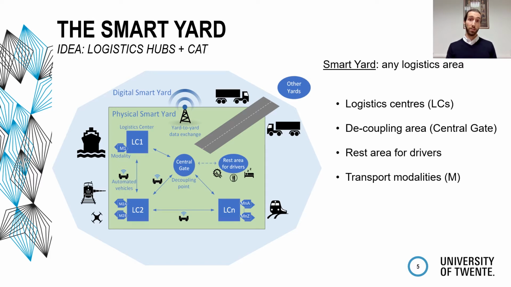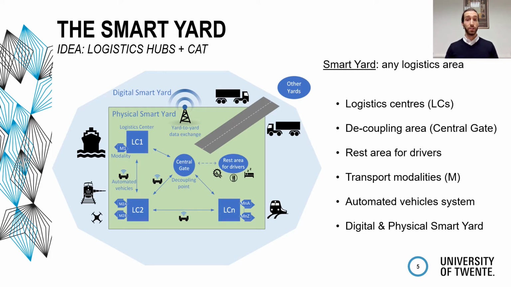Then we have transport modalities coming to the smart yard, can be trucks, but also barges, planes, trains, even drones. And then we have an automated vehicle system handling the internal movement of freight at the smart yard. And next to these physical elements that I explained to you, which compose this physical smart yard, we'll also have a digital smart yard. And that is a cloud-based network, for example. It's connecting all of the elements, exchanging information, but also connecting the smart yard to other smart yards or hubs in the world.